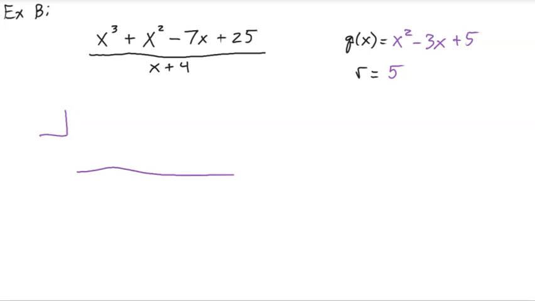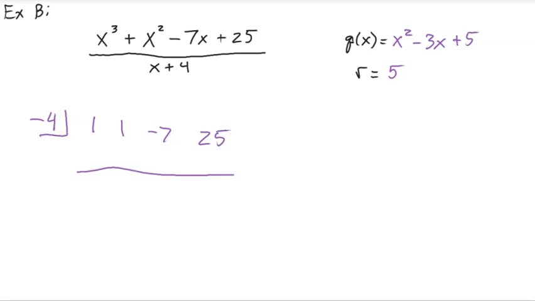In the half box, we're going to put the opposite of this plus 4. So we're going to put a negative 4 in the half box. The coefficient of x to the third is 1, so we'll bring a 1 down. The coefficient of x squared is also 1, so we'll bring another 1 down. Then we'll bring down a negative 7. Then we'll bring down a 25. All right, let's start it off.